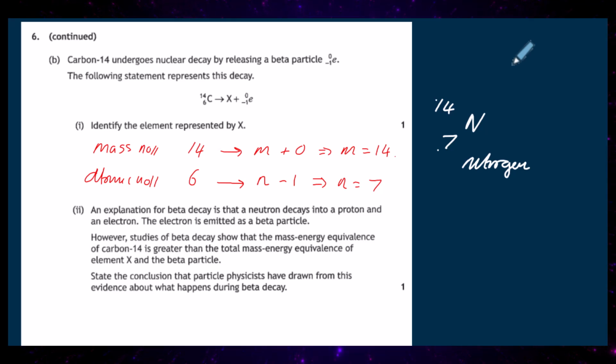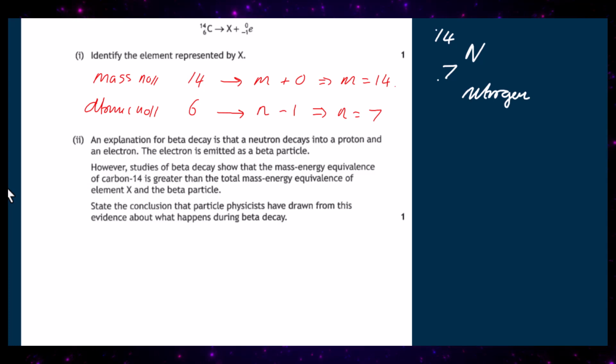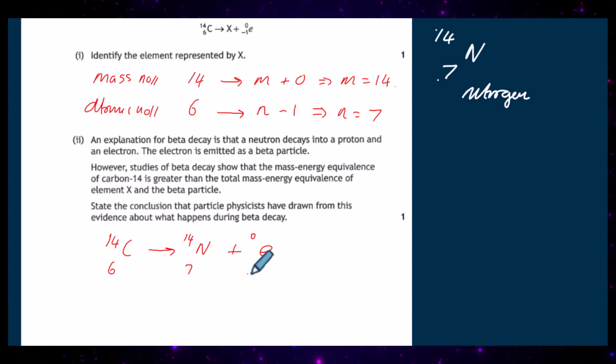And for 1 mark, we're asked to state the conclusion that particle physicists have drawn from this evidence about what happens during beta decay. Well, there's our example up there. We can see we're going to have carbon-14, 6, and it's going to decay into nitrogen-14, 7, and it's going to release a beta particle, which is a really fast moving electron. And as we're told in the question, the fast moving electron really comes from the result of a neutron decay.